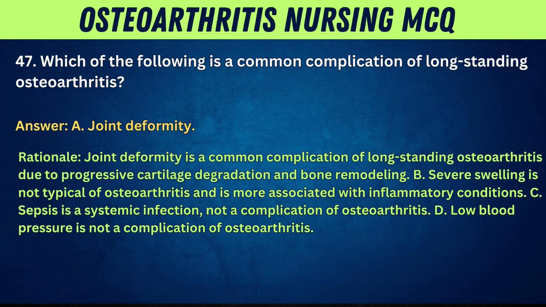bone remodeling. B. Severe swelling is not typical of osteoarthritis and is more associated with inflammatory conditions. C. Sepsis is a systemic infection, not a complication of osteoarthritis. D. Low blood pressure is not a complication of osteoarthritis.